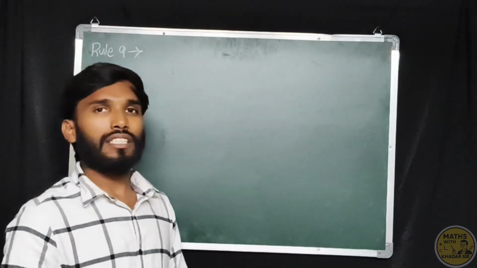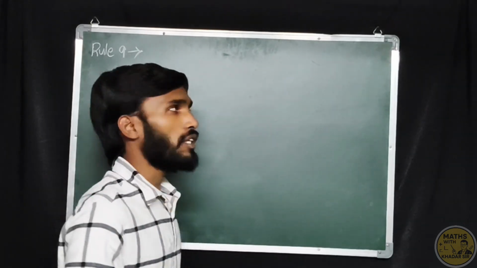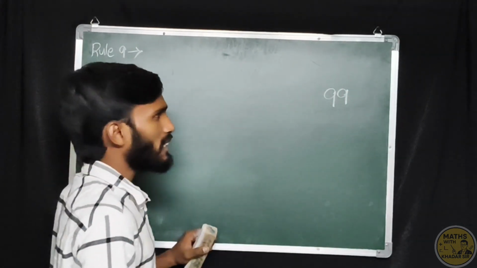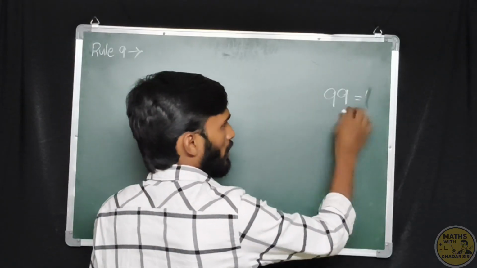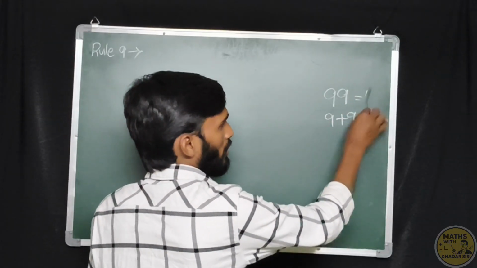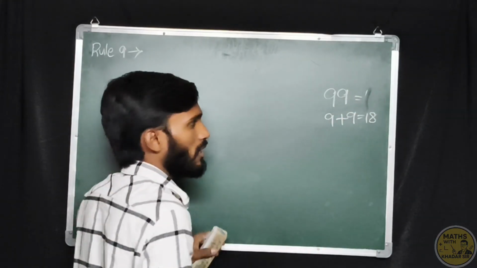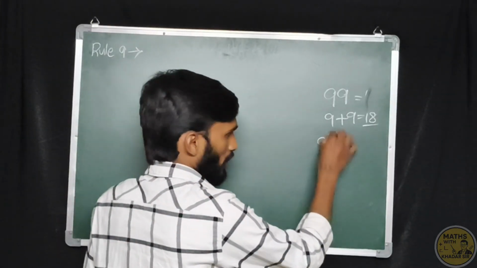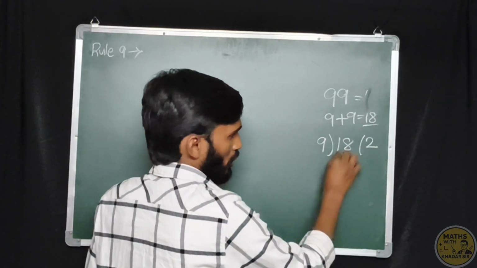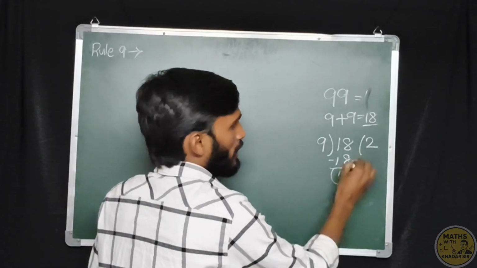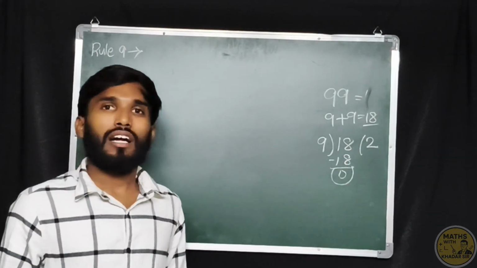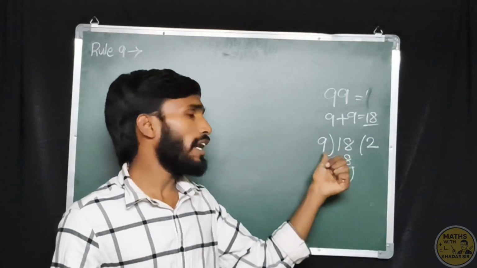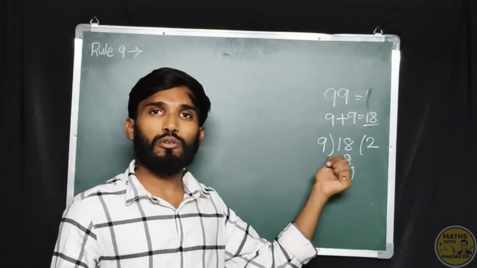Another number. Let's take another number, 99. What is the sum of this 99? Nothing but 9 plus 9 is equal to 18. Now see, 18 is divisible by 9 how many times? 2 times, in the 9 table. That means the sum of the digits of the given number is divisible by 9. Then we can say the number is divisible by 9.